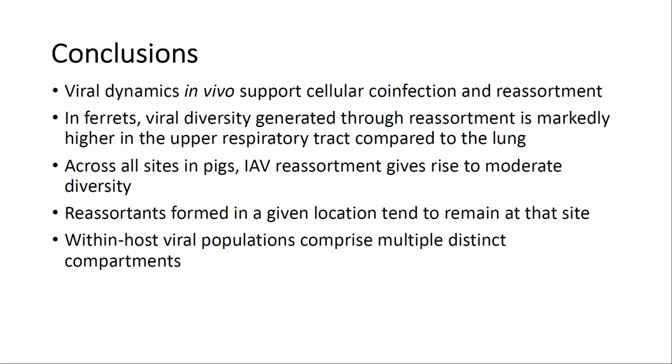All right, so I've got a few conclusions here for you, and then I'll follow that with just a handful of implications of these findings. So we see that viral dynamics in vivo do support cellular co-infection and reassortment. In ferrets, it was really interesting to see that the viral diversity generated through reassortment is higher in the upper respiratory tract compared to the lung. In pigs, across all sites, reassortment gave rise to more modest levels of diversity. In both animals where we collected the tissues, it was clear that reassortants that formed in a given location tended to remain at that site, such that within host viral populations comprised multiple distinct compartments.